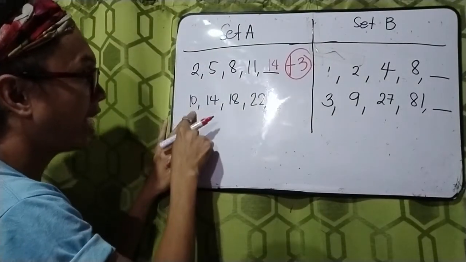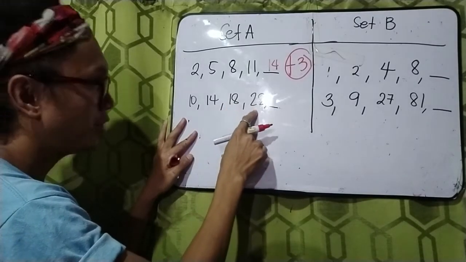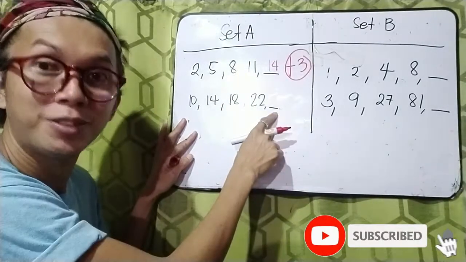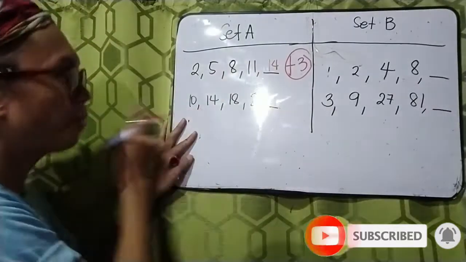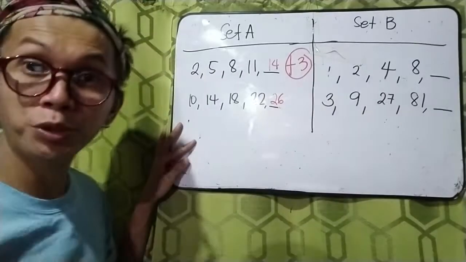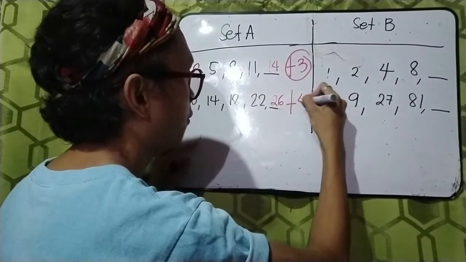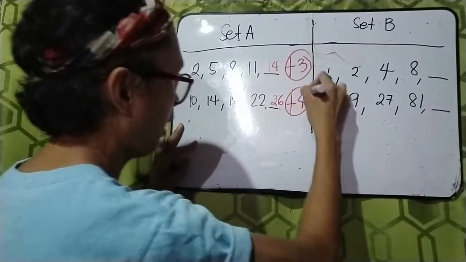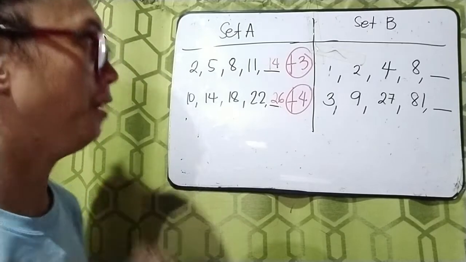So we have here 10, 14, 18, 22. What is the missing term? Okay, correct. That is 26. What is the rule? The rule is plus 4. Okay, correct. So now let's go to set B.